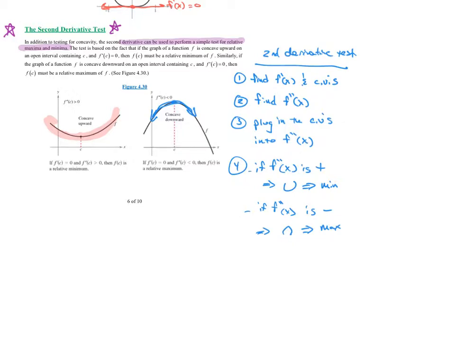So if the second derivative is easy to find, I use the second derivative test. If the second derivative is difficult to find, I use the first derivative test. So I hope that helps you out of when to use it and how to use it.